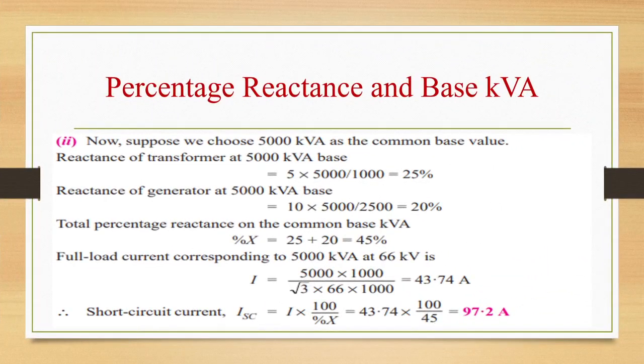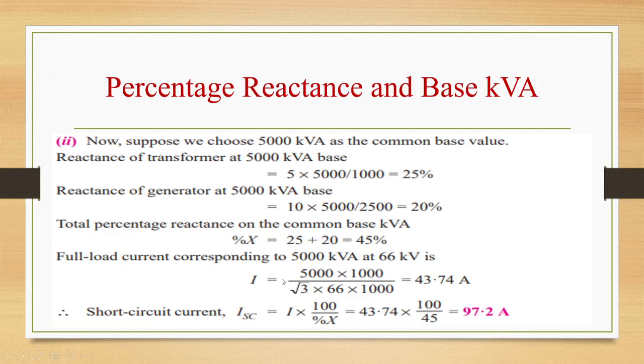Now let us see the second case. Suppose we choose 5000 kVA as common base. The reactance of the transformer at 5000 kVA base will be 5 into 5000 by 1000, that is 25%. The reactance of the generator at 5000 kVA base is 10 into 5000 by 2500, that is 20%. Adding these two to get the total reactance, 25 plus 20 is 45.